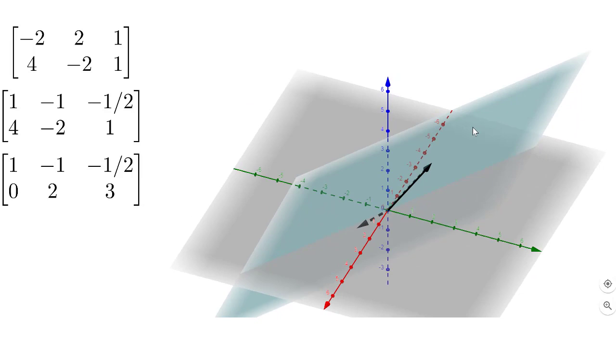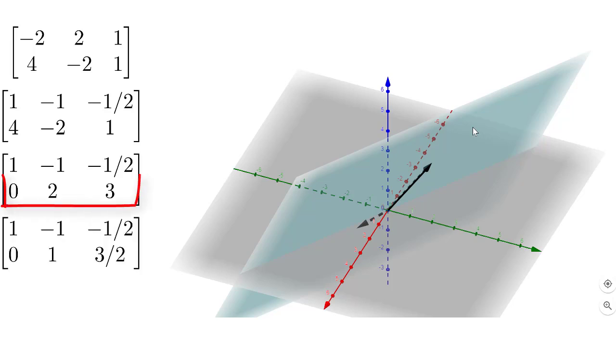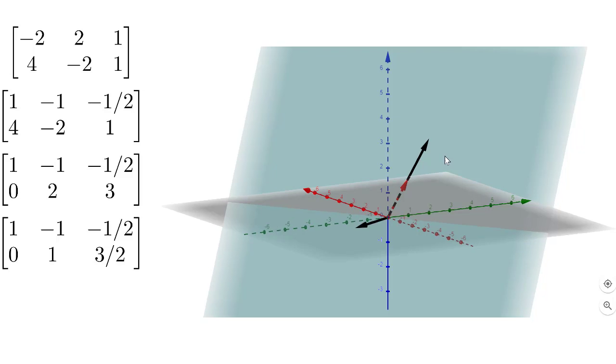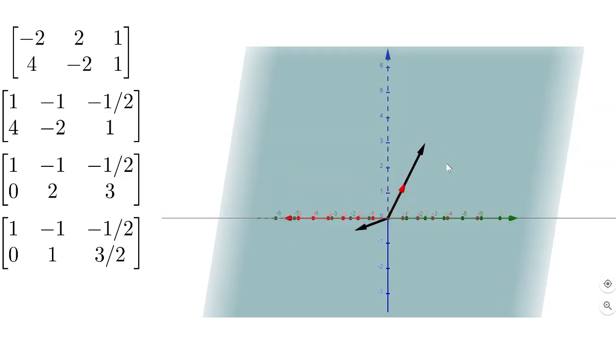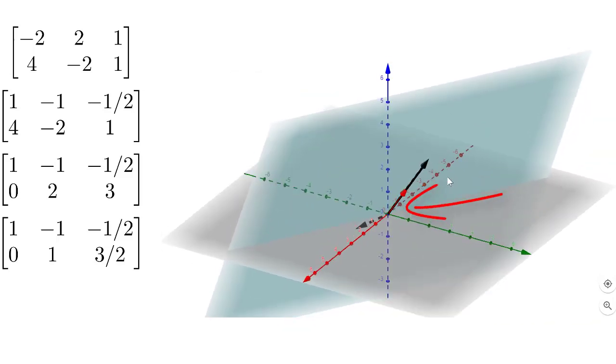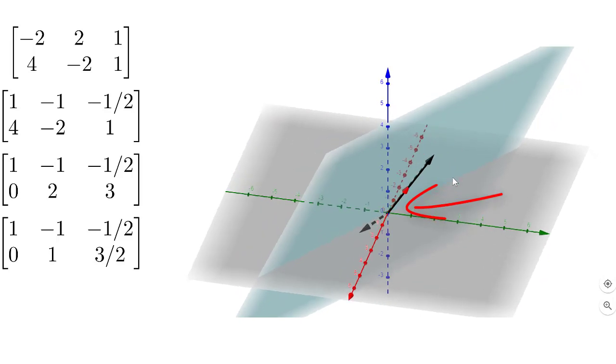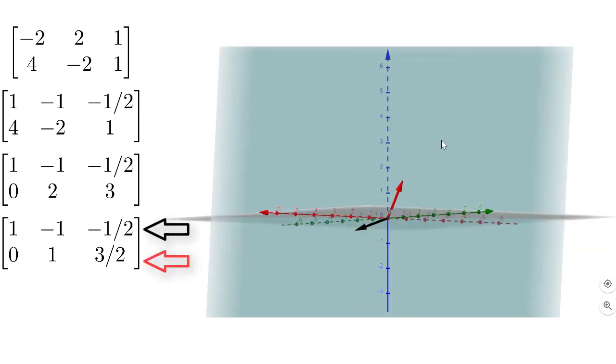Next, what we might want to do is generate a leading one. So instead of having the vector 0, 2, 3 as the second vector, we would have 0, 1, 3/2 as our second vector. And so all we did is we divided the second row by 2, and this is the new row, the new vector, still in the same plane. And so now we have these two vectors.